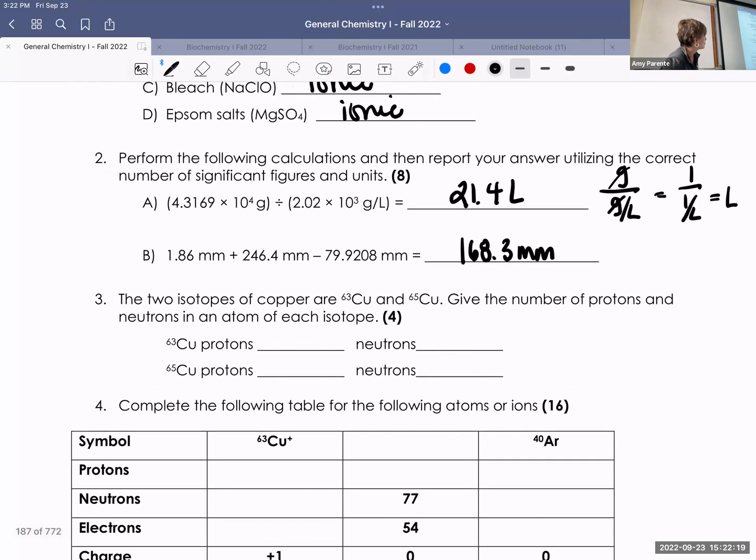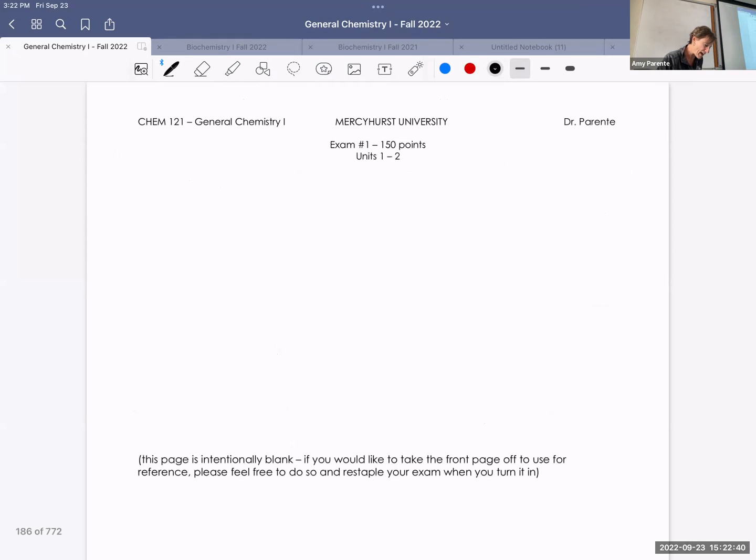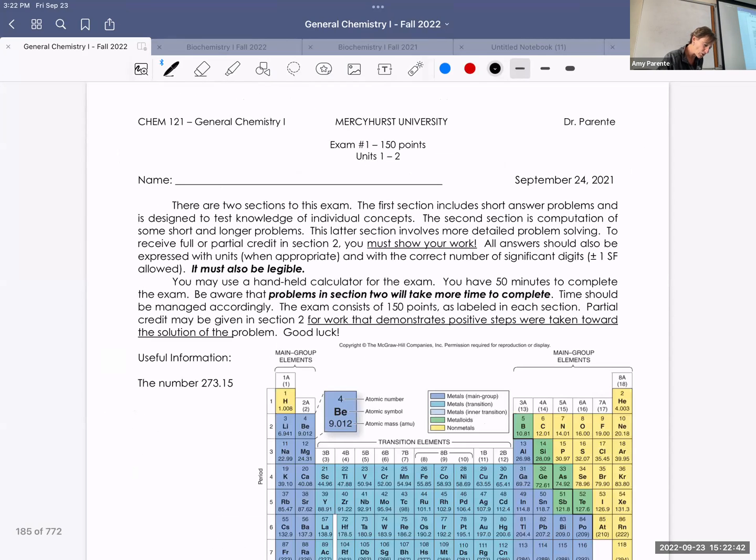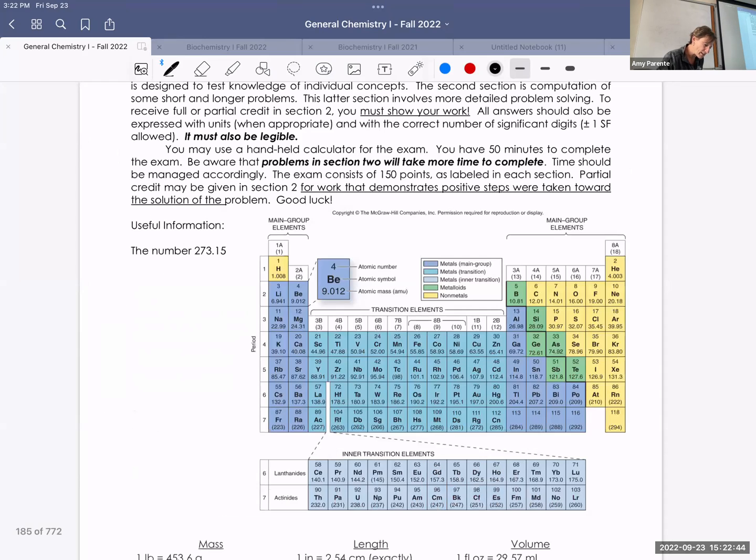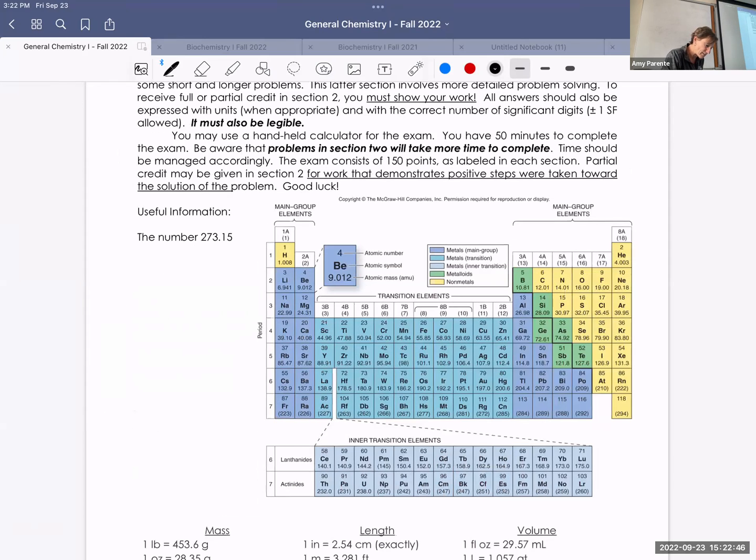Problems that look similar to the quiz you probably just took. 2 isotopes of copper are copper 63 and copper 65. Give the number of protons and neutrons in an atom of each isotope. So we need to use the periodic table to see that it is atomic number 29. So that's how we know where that is. Just take a second here. Let me flip back to this first page. We're looking at copper. We can see copper right there.